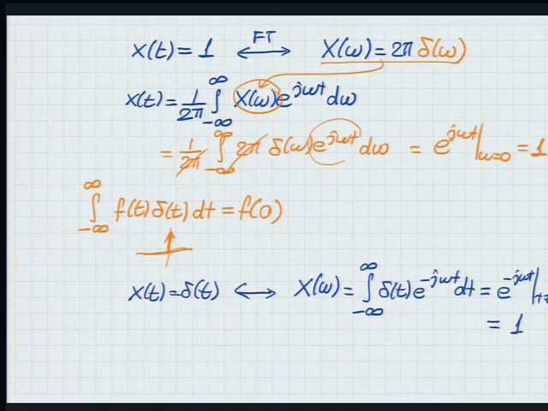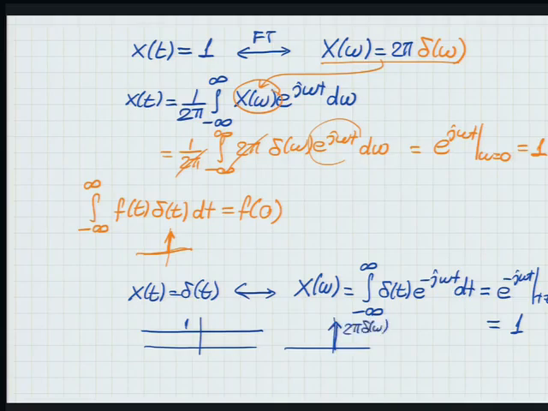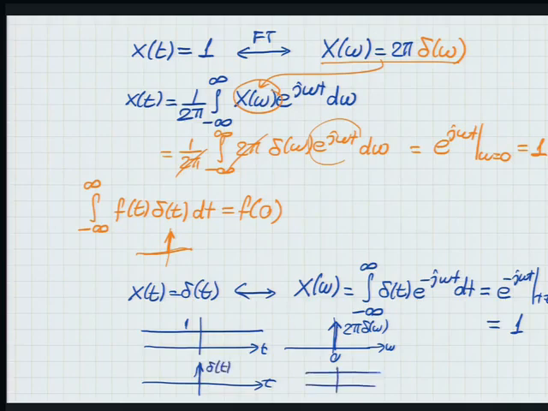So, okay, here's what we found. We found that if x of t is a constant 1, X of omega is an impulse with magnitude 2 pi, centered at omega equals 0. And dual to that is if we have a delta in time, its Fourier transform is 1 for all frequencies. You know, 1 for all frequencies is a remarkable thing.